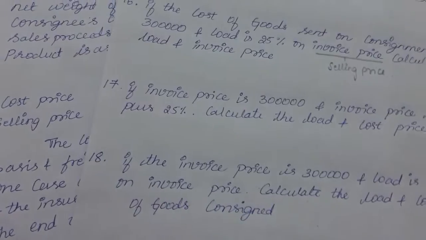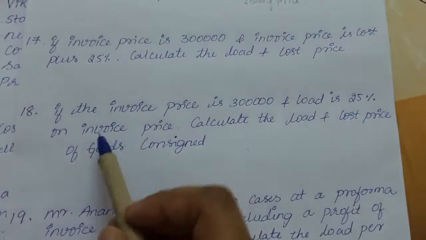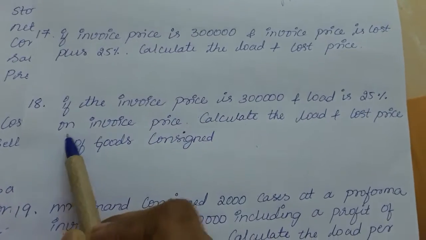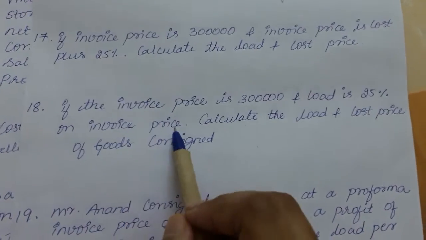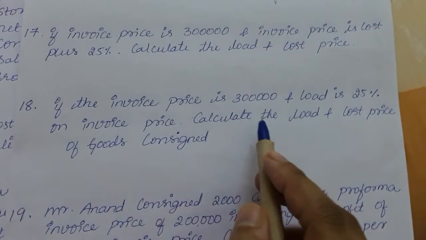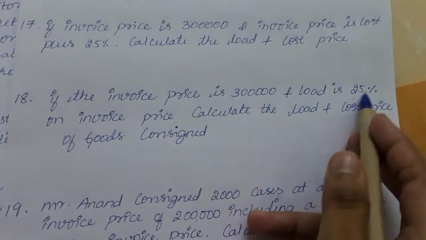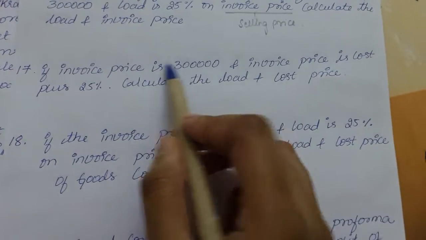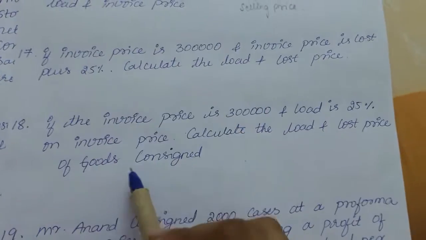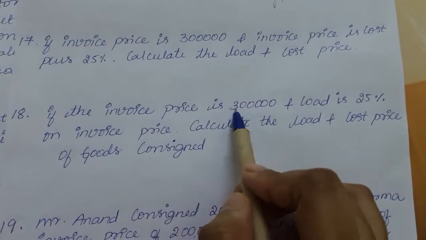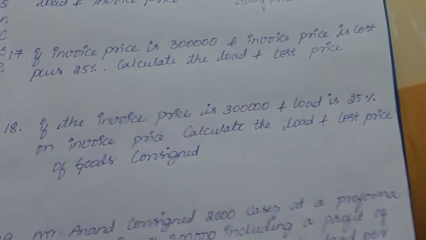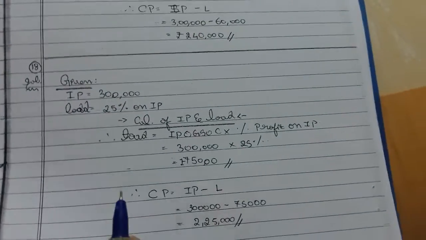So next, coming to problem number 18. Here is the problem. If the invoice price is 3 lakh and load is 25% on invoice price, calculate the load and cost price of the consigned goods. Here the invoice price is given, and the profit is also on invoice price. In the previous sum, the amount was given on invoice price but the profit was on cost, so we converted. But in this sum, the amount given and the load percentage, that is profit percentage, are both on invoice price. So we will calculate the problem.